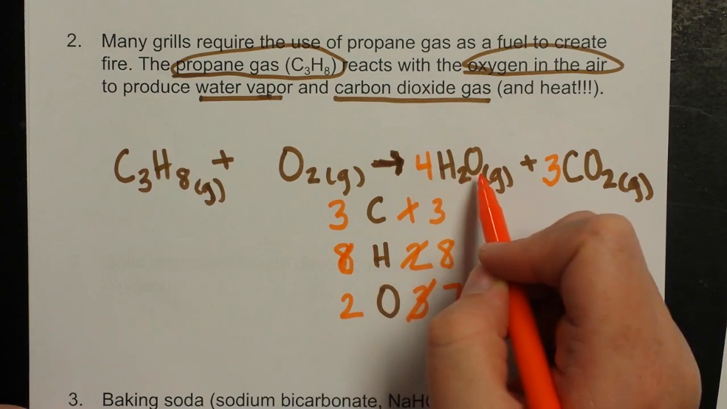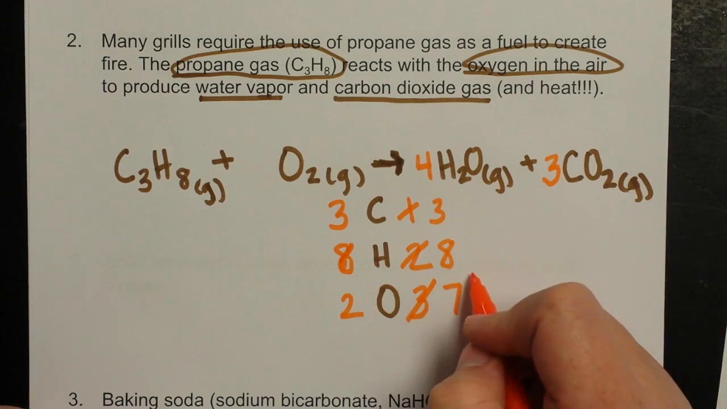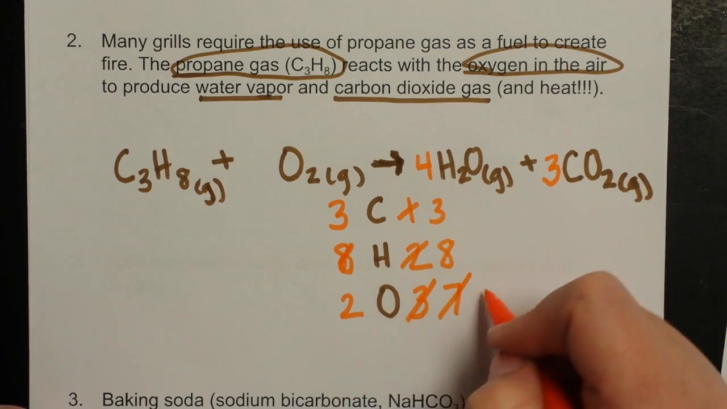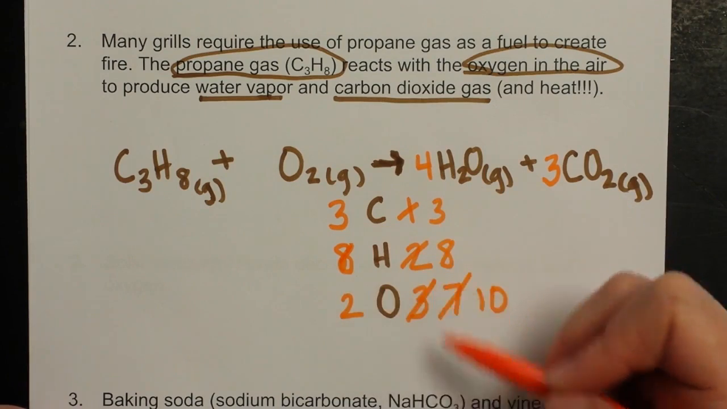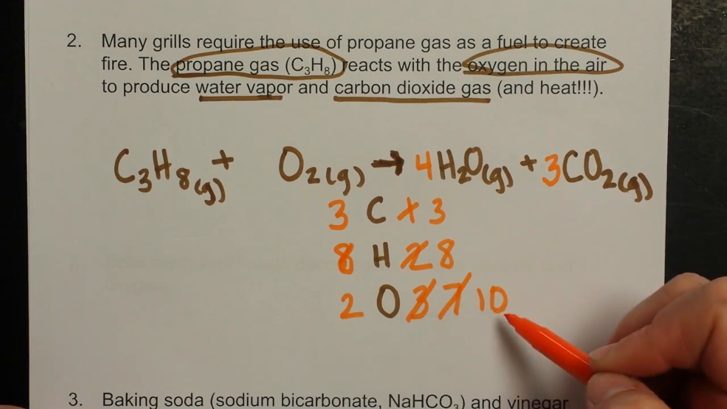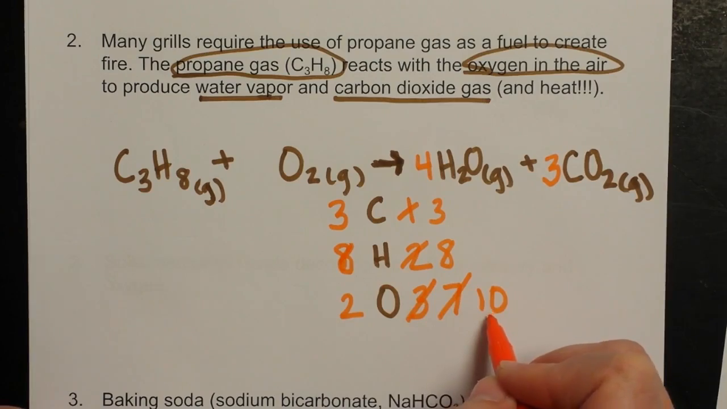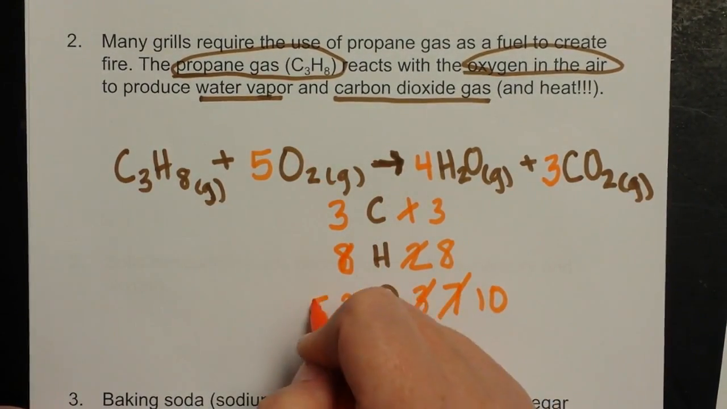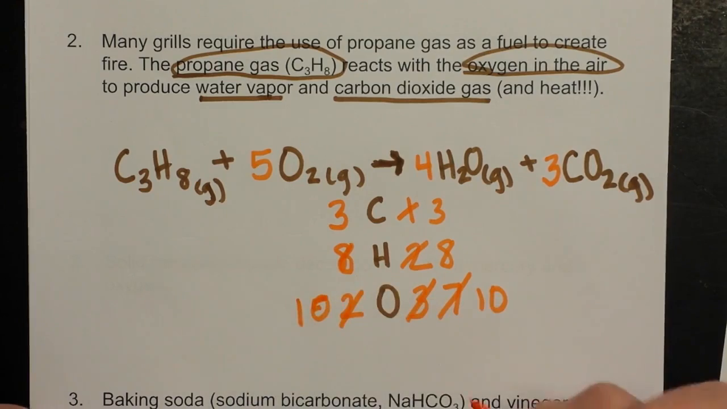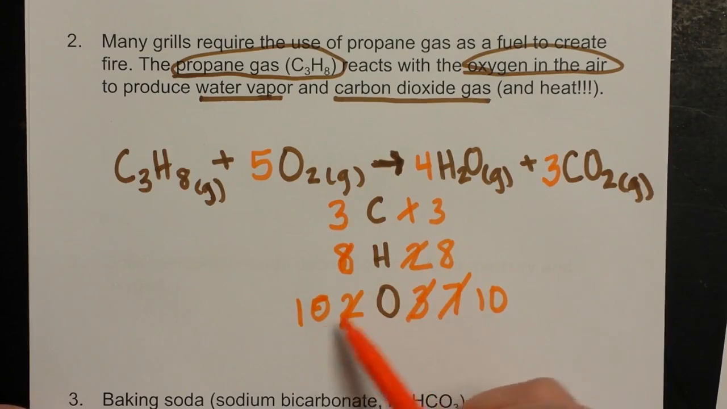But now I've got 4 oxygens here plus 6 oxygens here, so 4 plus 6 is 10. My carbons are balanced, my hydrogens are balanced, but now I've got 2 oxygens in my reactants and 10 in my products. 2 times 5 would be 10, so I'm going to throw a 5 in front of O2. And everything is balanced. I got 3 and 3, 8 and 8, 10 and 10.